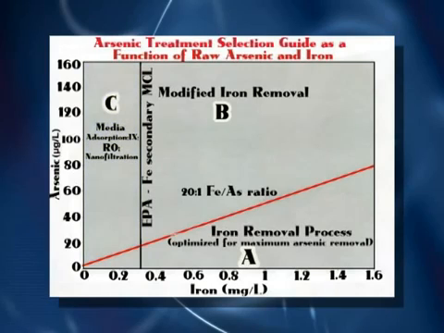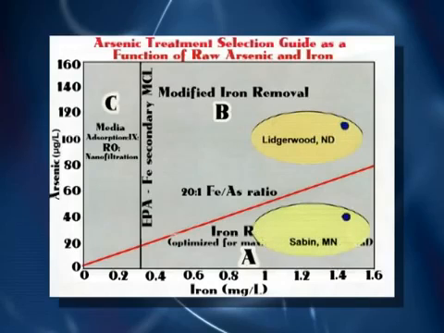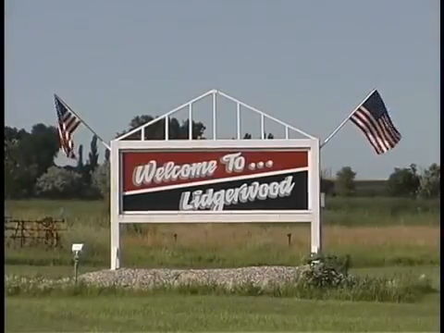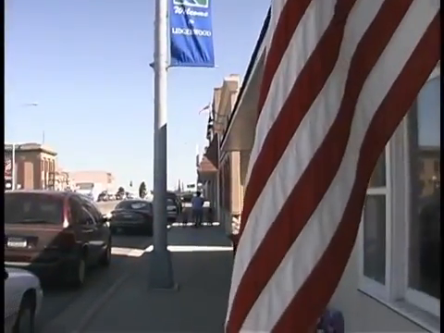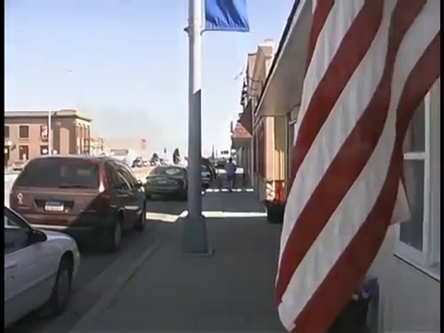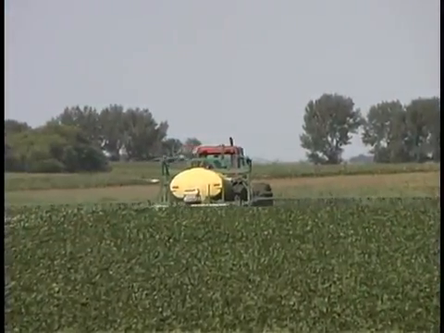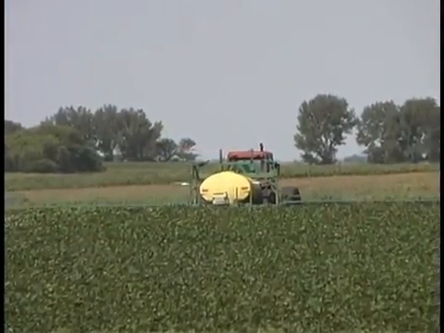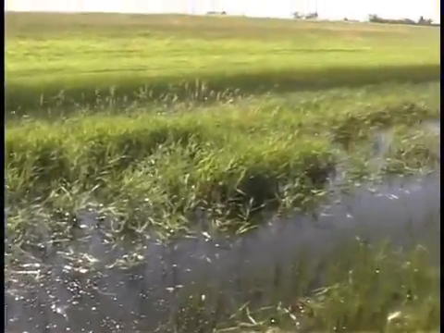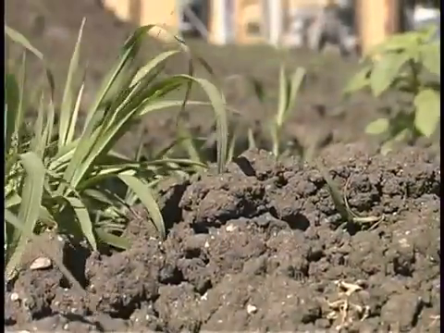Two of EPA's arsenic treatment technology demonstration projects that are using the oxidation filtration process are featured in this video: Ledgerwood, North Dakota, and Sabin, Minnesota. Ledgerwood, North Dakota is an agricultural community of about 750 to 800 people. During the 1930s, arsenic-based insecticides were used to control grasshoppers. The overuse of the chemicals contaminated the site to the point today it is listed as a Superfund cleanup site.